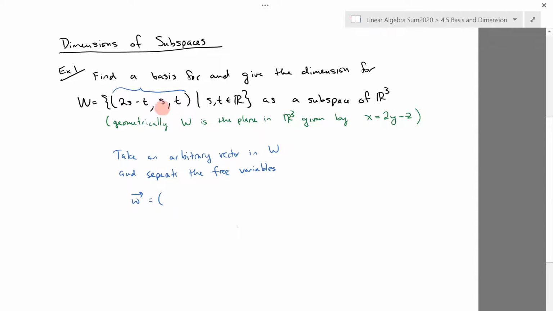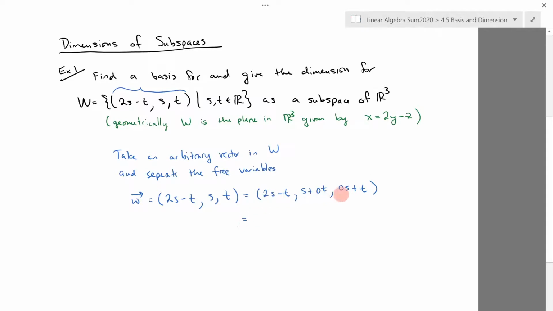Take w, so just this vector here, right? So 2s minus t, comma s, comma t. I want to separate the s and t. So I can write out the three components in this way, right? The first component already has both s and t. The second component only has s, right? So I can just think of it as s plus 0t. And then the third component doesn't contain s, so I can think of it as 0s plus t.